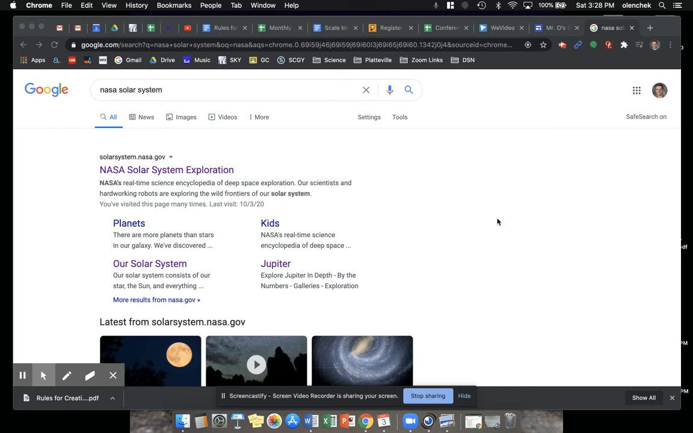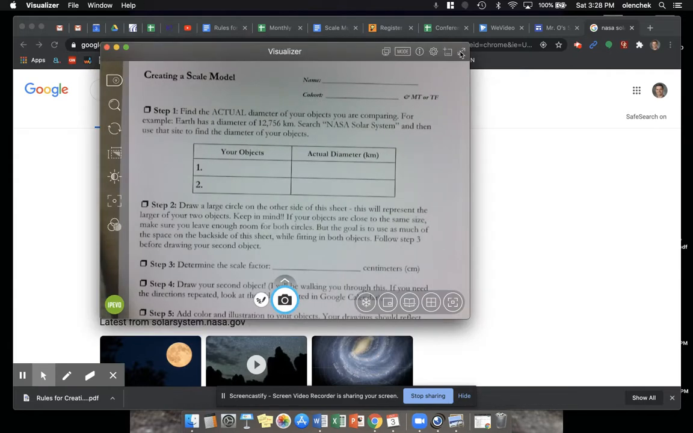So hi there, I'm going to walk you through how you create your scale model. The sheet that you should have been given looks like this, it's for creating a scale model. The first thing we've got to do is find out what the actual diameters of your two objects are.